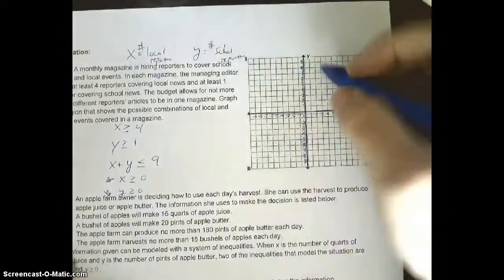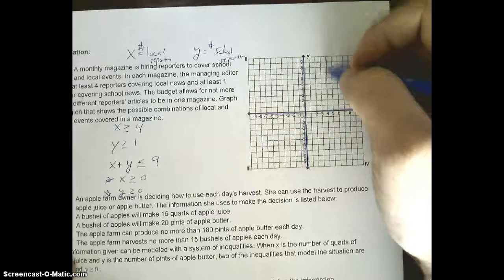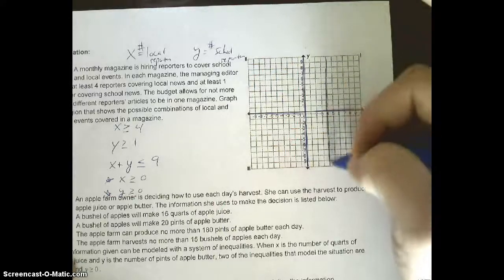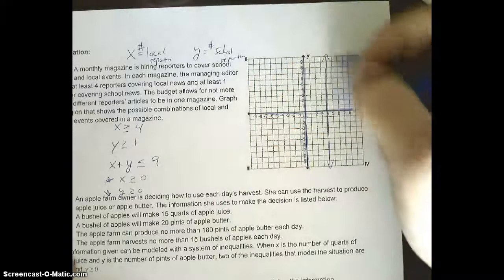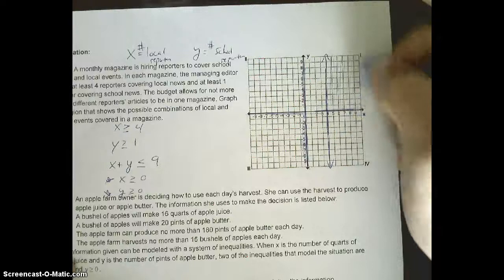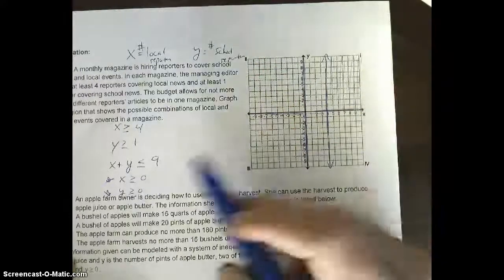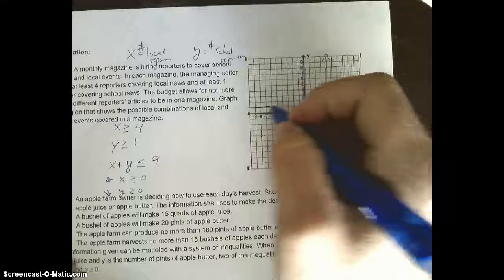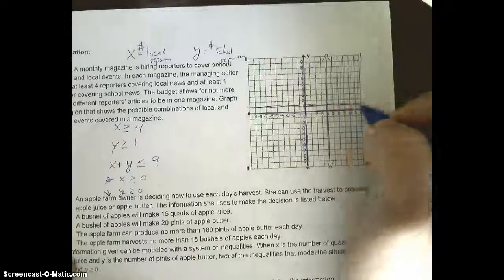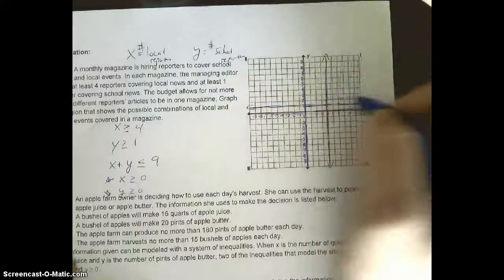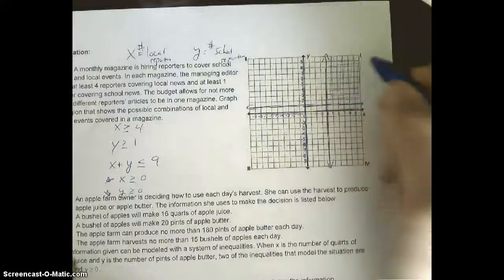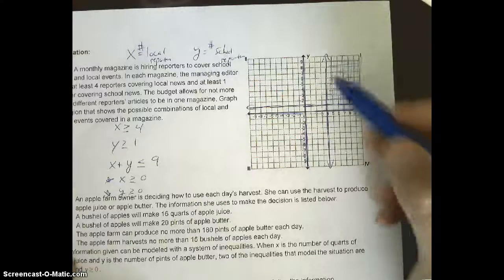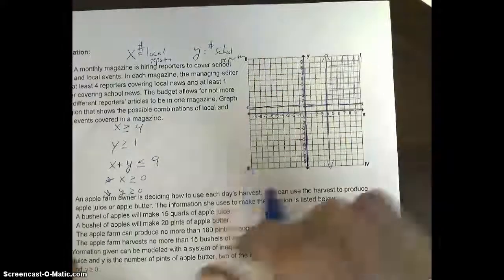x is greater than or equal to 4, so it's a vertical line at 4, and it's everything to the right. Again, I have to stay in quadrant 1, so to make it a little less messy, it's up there. y is greater than or equal to 1: here's my line going across at y equals 1, and it's everything above it. And the better you get at these, the more you can condense your shading region.